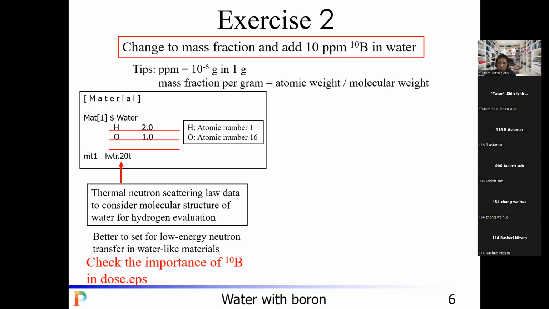When you finish this exercise, please click the yes reaction button.